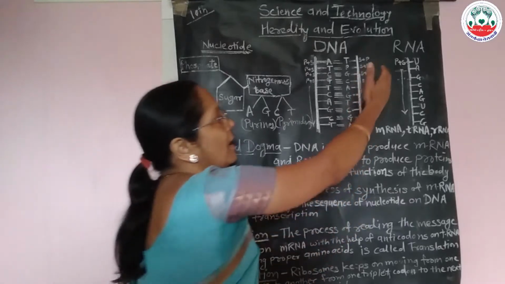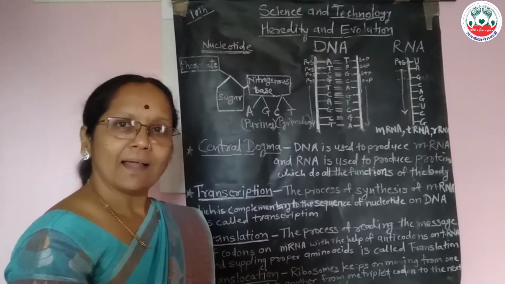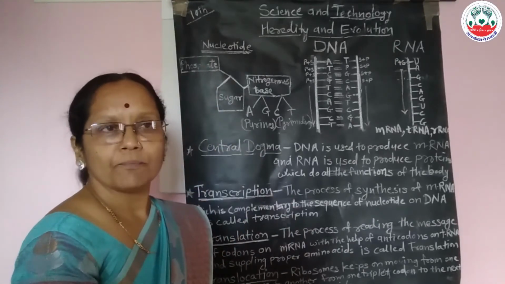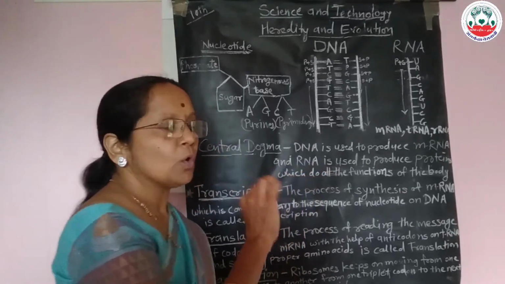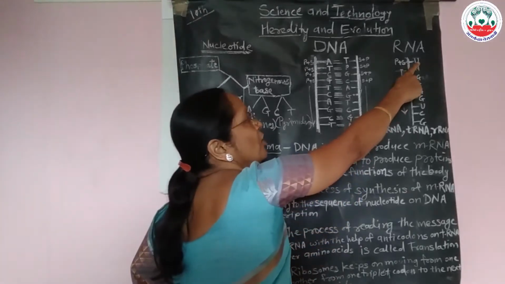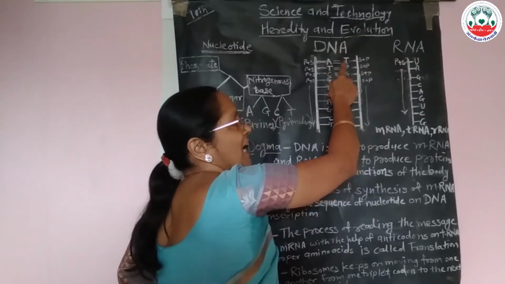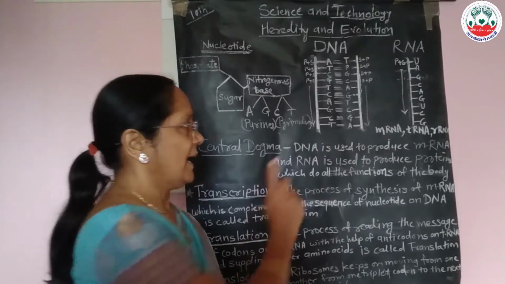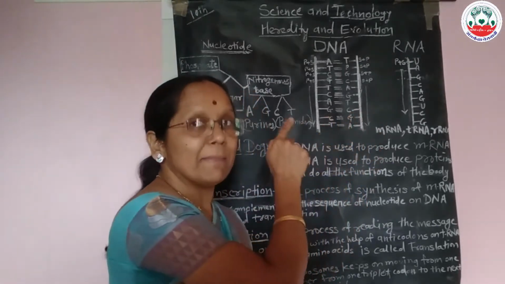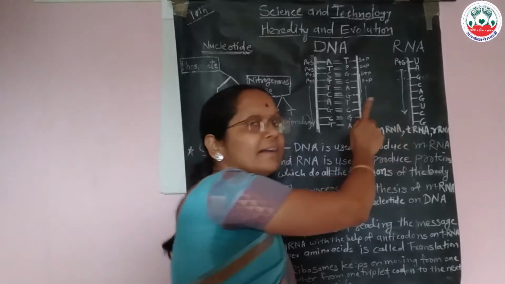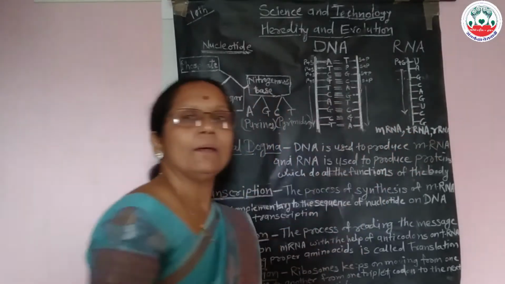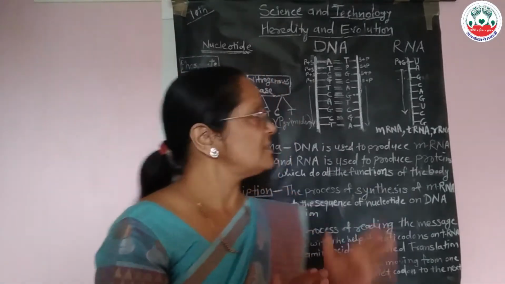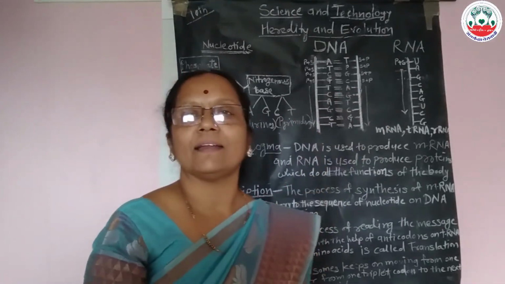Now see here the structure of RNA. RNA is also a polymer formed by nucleotide monomers. Here is the only difference: uracil is present instead of thymine in DNA. RNA is of three types: mRNA, also called messenger RNA, tRNA, transfer RNA, and rRNA, ribosomal RNA. Students, this is the structure of DNA and RNA.